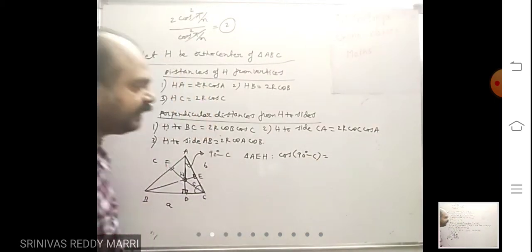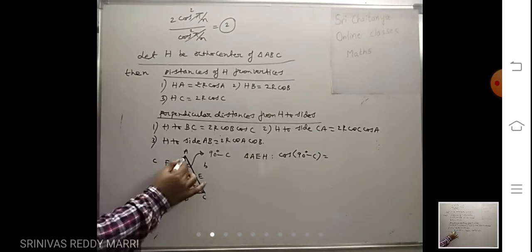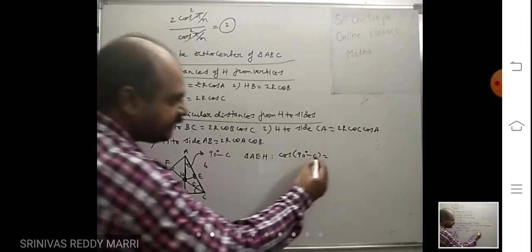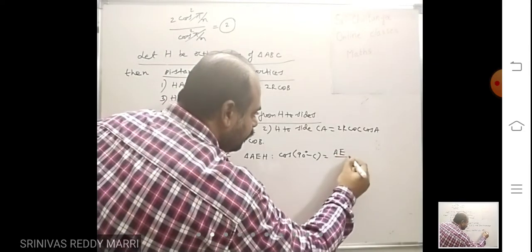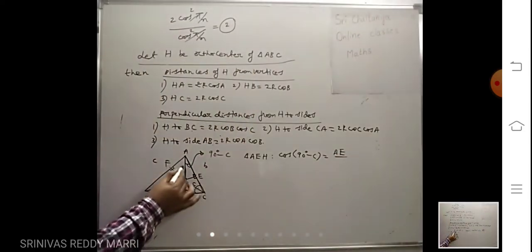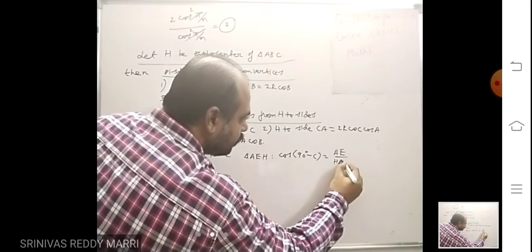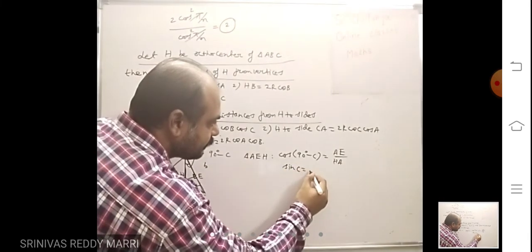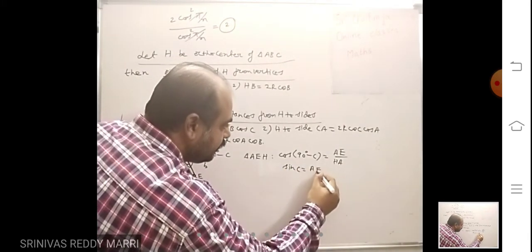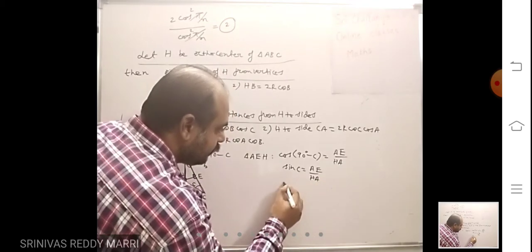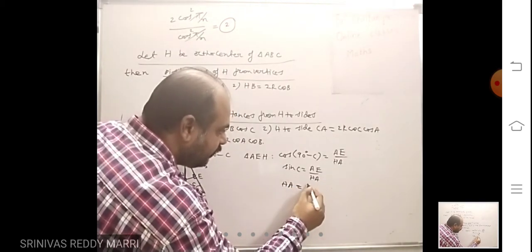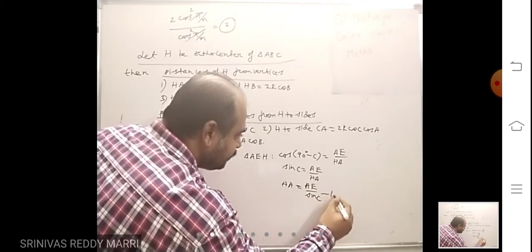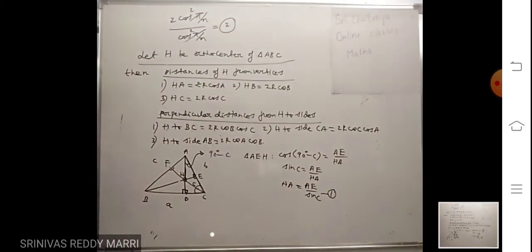Cos of 90 minus C is nothing but, cos means what? This is the adjacent side, AE divided by HA, so you get sin C equal to AE divided by HA. That means HA, which I want to calculate, is AE divided by sin C. Let us call this the first equation.